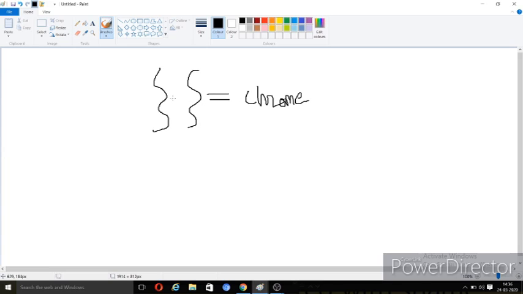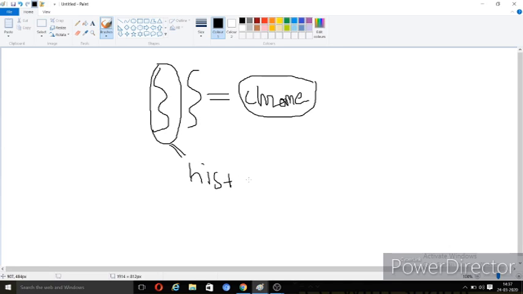Now, what are they made up of? To understand the chromosome, we need to understand what this chromatin is. Actually, this chromatin is made up of two things. Number one is histone. Another is DNA.